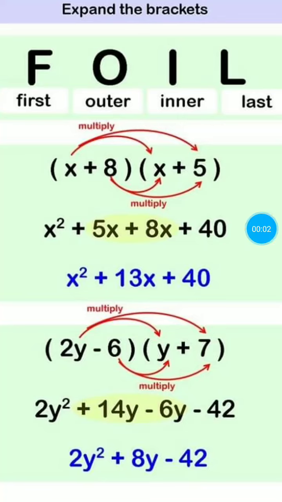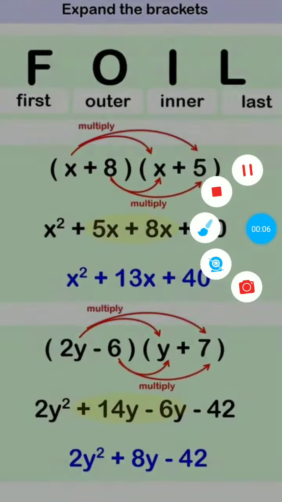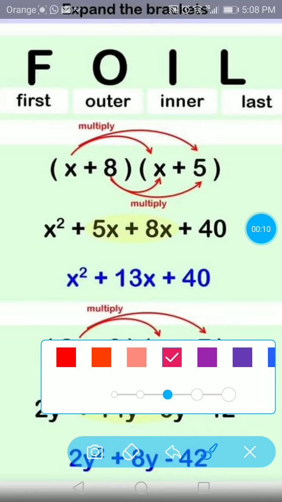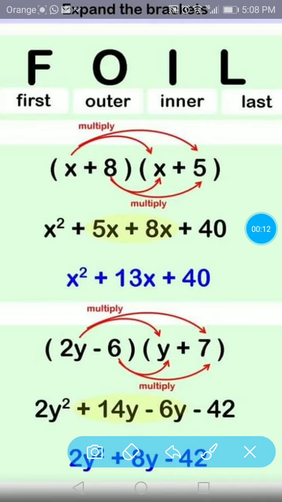Okay, the easiest way to multiply two binomials by each other. How to multiply two binomials by each other? By applying this keyword FOIL. F for first, O for outer, I for inner, and L for last.